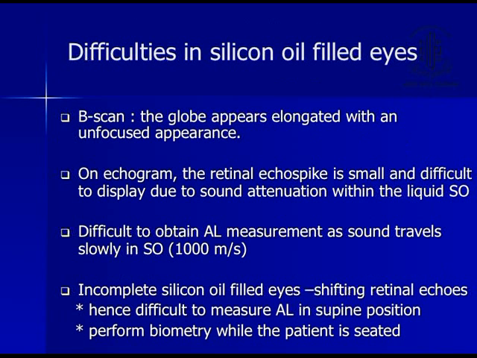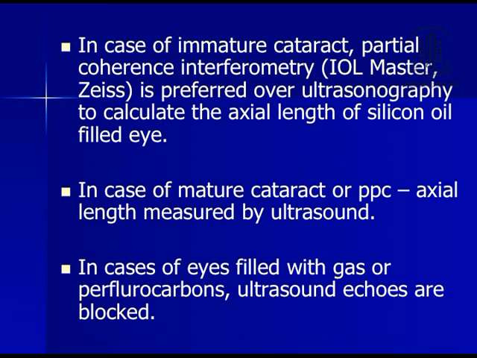The difficulties that we usually encounter in silicone oil filled eyes are, on B scan, the globe appears elongated and gives little information. On echogram, the retinal echospike is small and difficult to display because of sound attenuation. It is difficult to obtain axial length measurement, as I said, because sound travels slowly in silicone oil. In incompletely silicone oil filled eyes, you should do biometry in the sitting position.